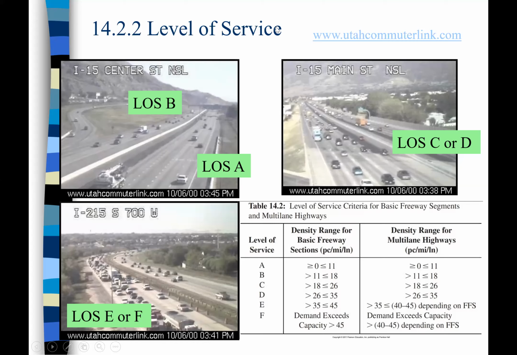So this graphic shows the differences between level of service A, B, C, D, E, and F. It just gives you the idea of what level of service A looks like. A, B, okay. C or D on here. E or F. This one is F. So bumper to bumper.